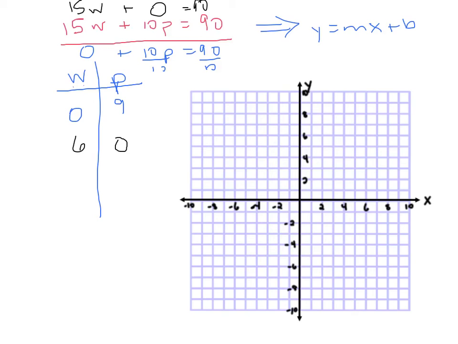Now, these 2 points are pretty important points. The first one, 0, 9, is our y-intercept. The second one, 6, 0, is our x-intercept. So we just found our 2 intercepts. And we also used 0, so we are pretty confident that those are pretty easy points to find. Make our line, and we have a picture of all the different combinations of poopy and wet diapers that we might have.